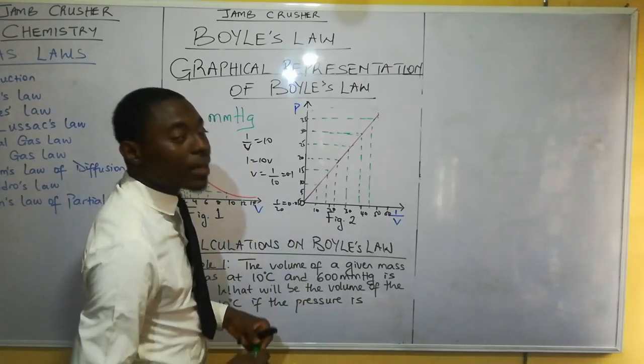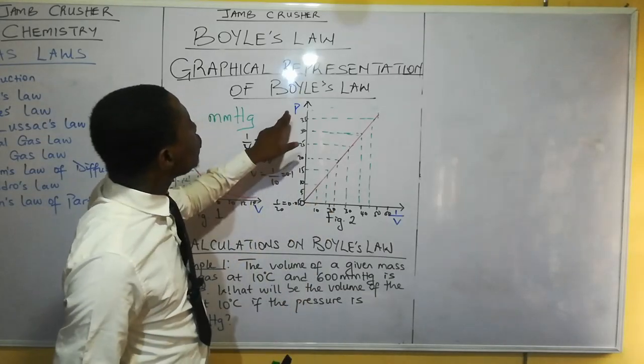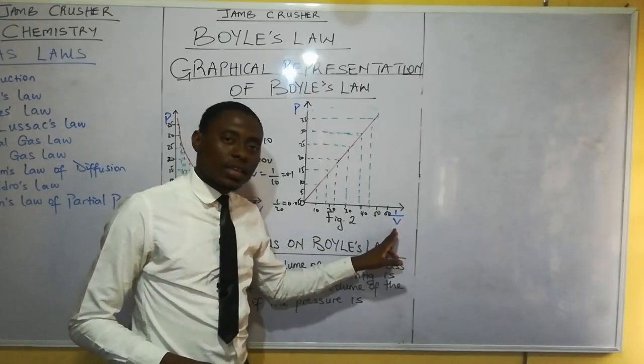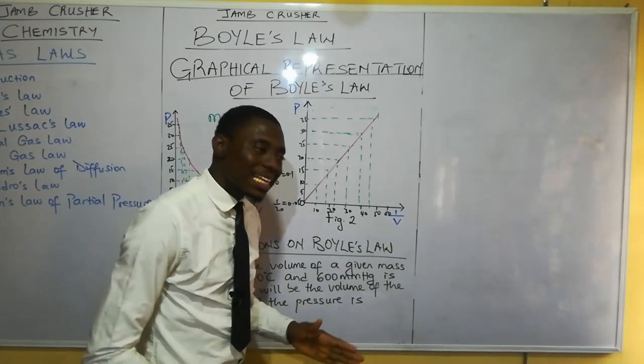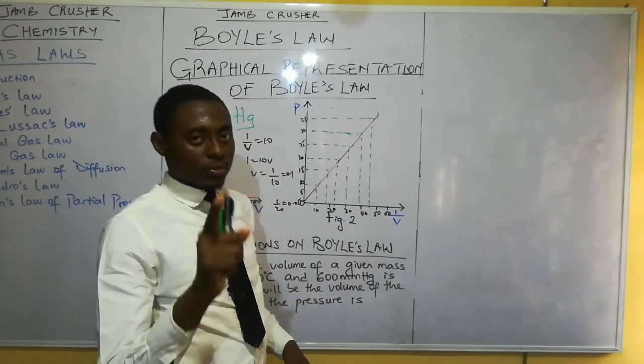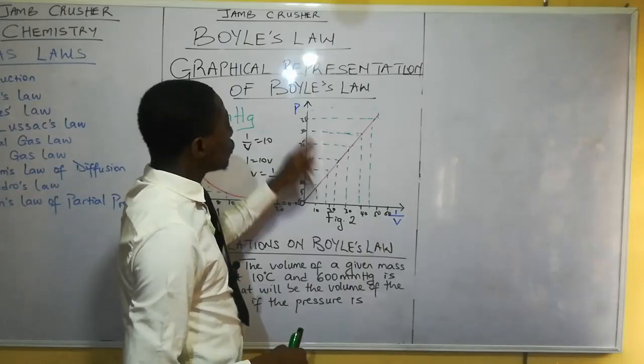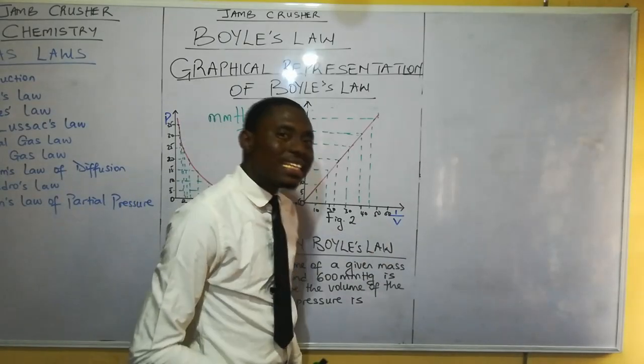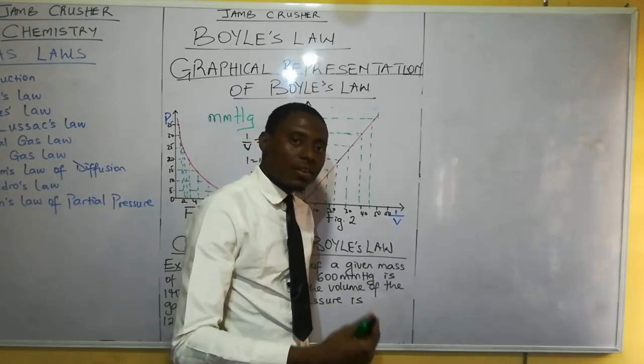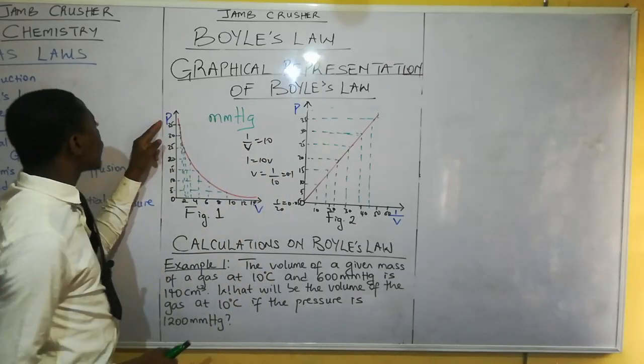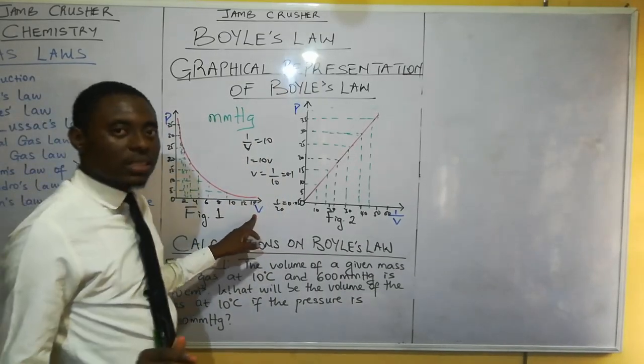So what can we say here? We can say that the relationship between pressure and 1 over V, that is 1 over volume, is a linear relationship. I'll take that again. The relationship between pressure and 1 over volume is a linear relationship, while the relationship between pressure and volume is not a linear relationship.